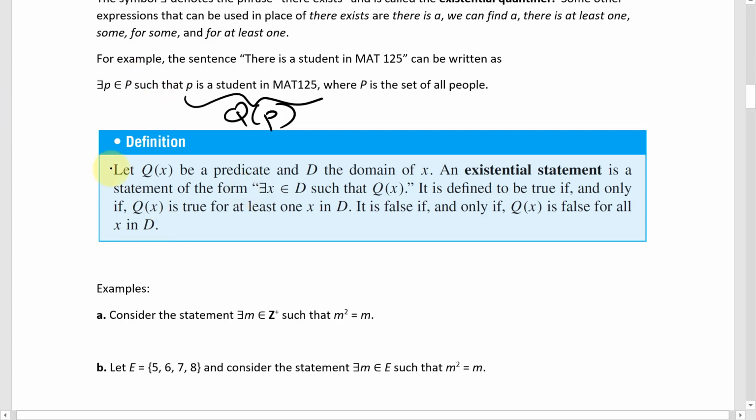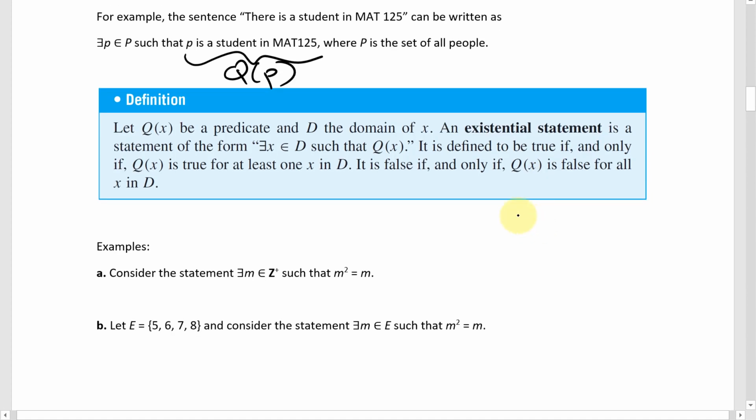Let's move to the next definition here. Let Q of x be a predicate and D the domain of the value of the variable x. An existential statement is a statement of the form there exists x in D such that Q of x is true. It's defined to be true if and only if Q of x is in fact true for at least one value in D, and it's false if and only if Q of x is false for all of the values in D. Let's take a look at some examples.